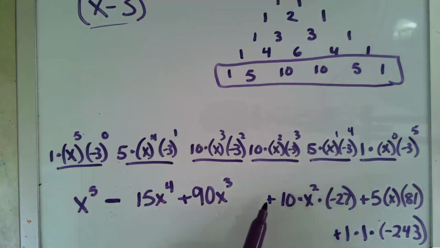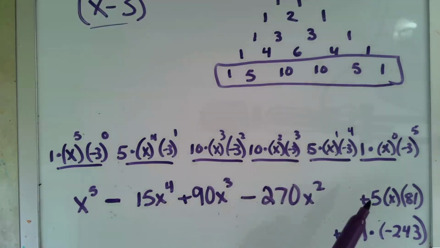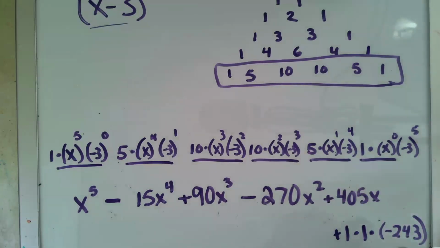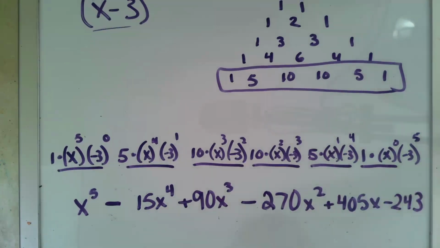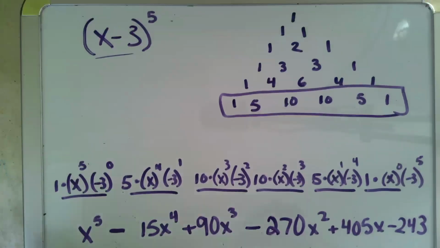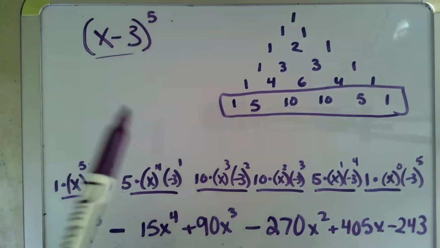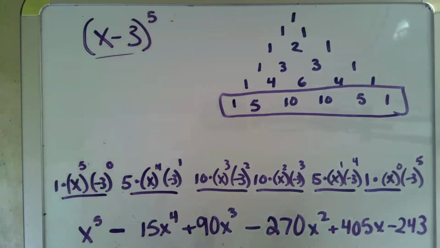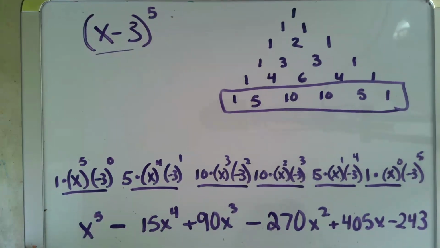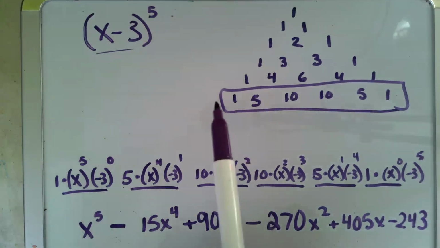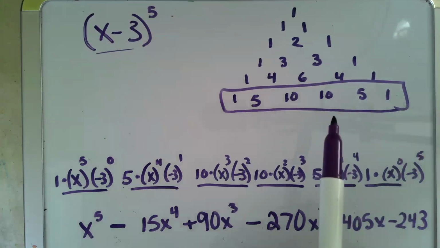-270x squared, and plus a negative is simply minus. 5 times 81 is 405x. And finally, 1 times -243 is minus 243. So what would have taken us a really long time of multiplying this times itself 5 times, then finding all those like terms and consolidating them, we can accomplish using the 5th row of Pascal's triangle.